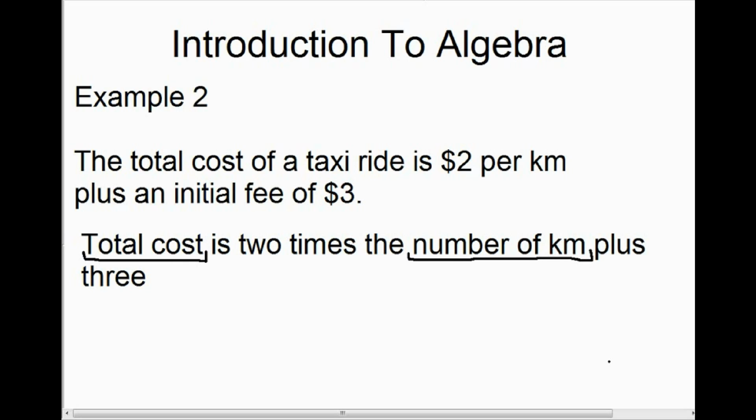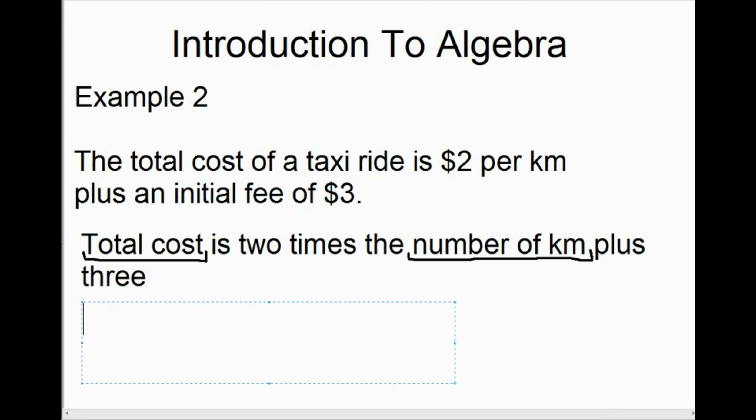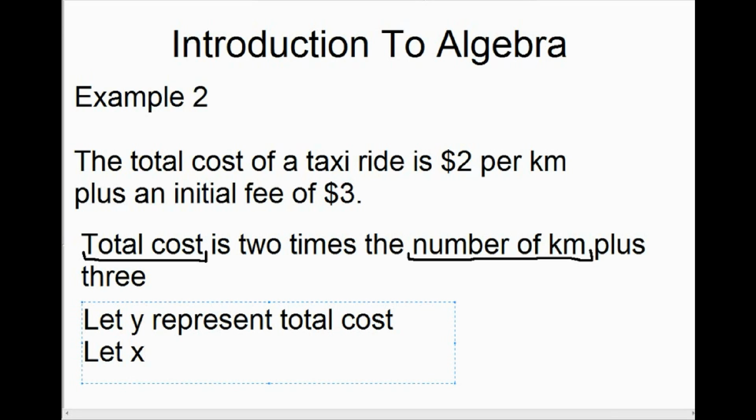So when we're translating from an English sentence to a math sentence, and we've got some variables involved in that math sentence, we always start our translation with what's called our let statement, where we assign a variable or variables to the unknowns. So in this case, we'll start with the total cost. And again, I'll just use the same variables as the last example. So we'll say let y represent the total cost, and let x represent the number of kilometers.